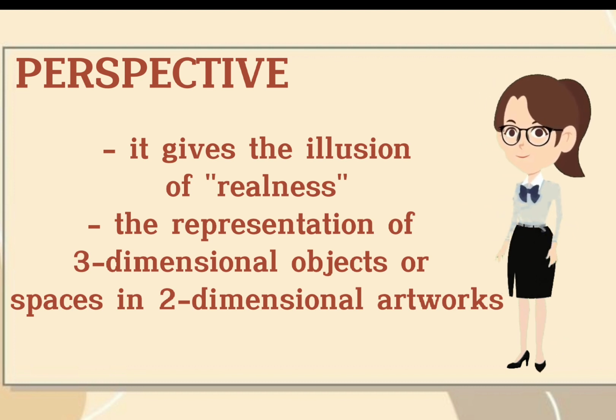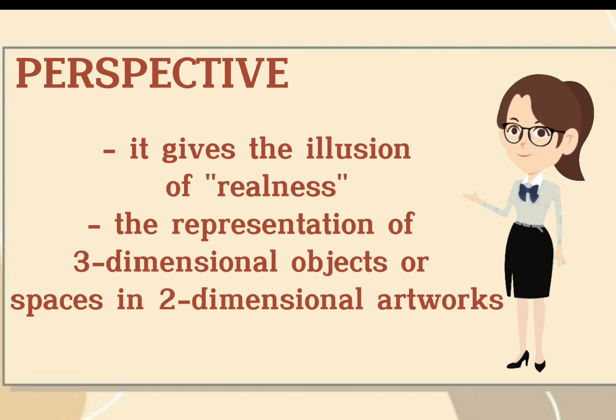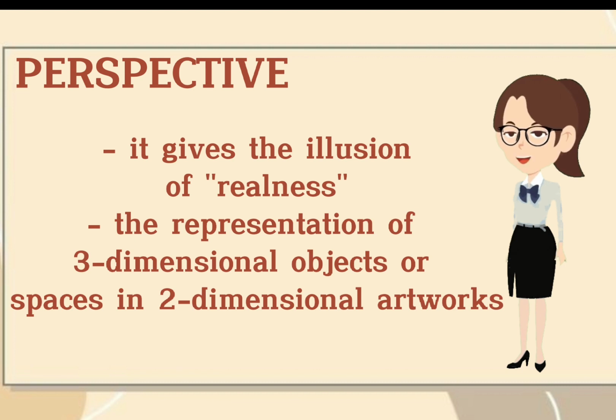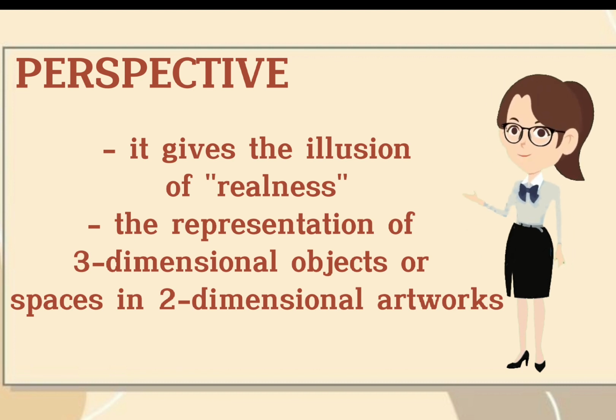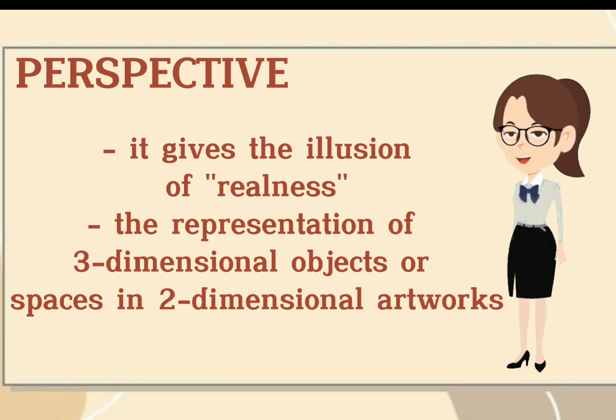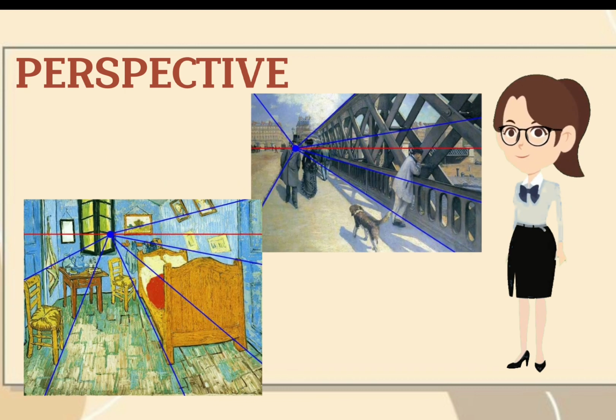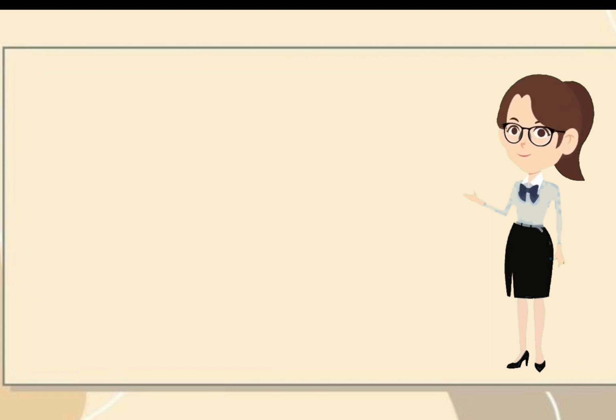The second principle is perspective. Perspective gives the illusion of realness. The representation of 3-dimensional objects or spaces in 2-dimensional artworks is called perspective. Here are some examples.